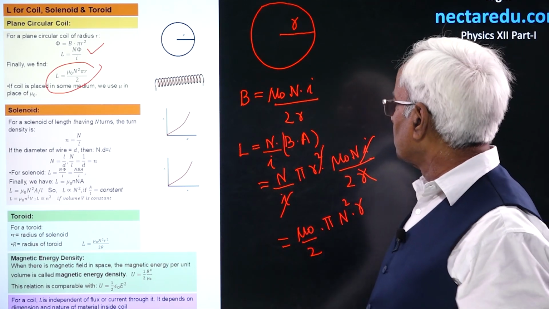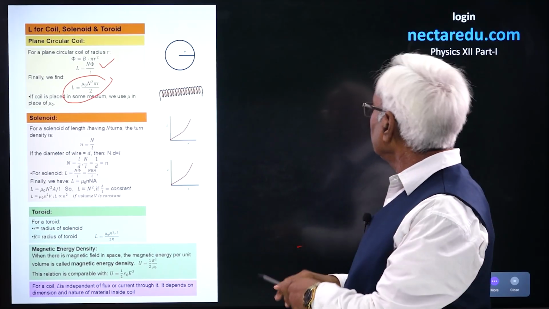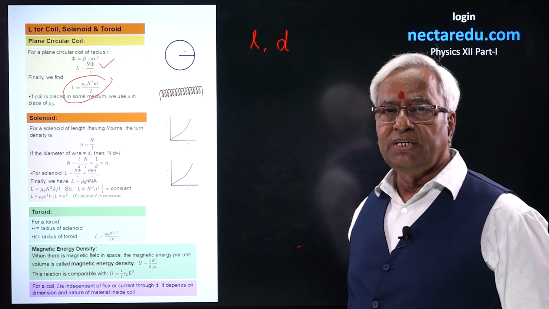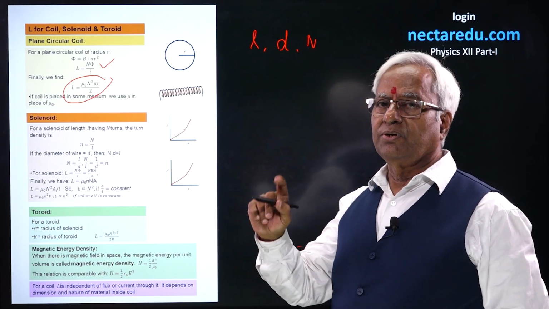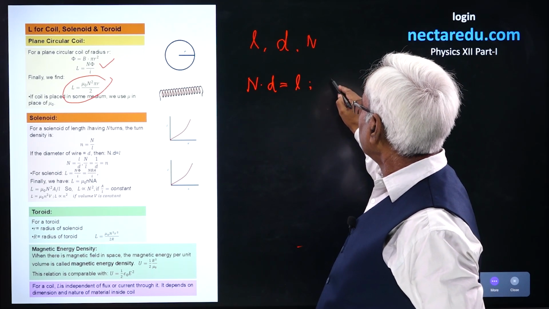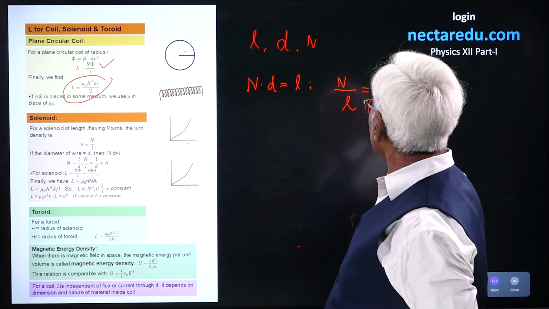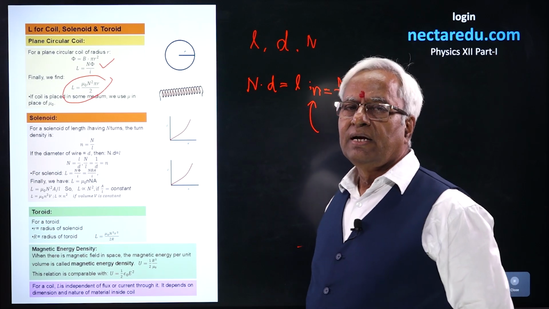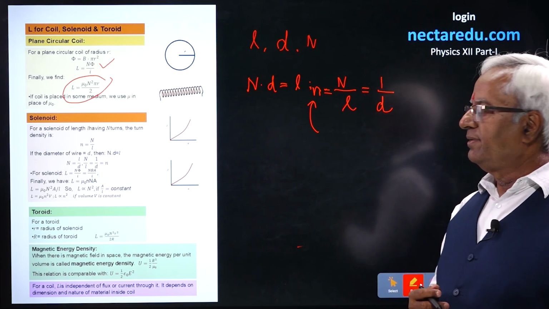Let's consider now a solenoid. For solenoid, suppose the length is L and diameter of wire is D. If there are n turns in the solenoid, then n into D is going to be L. You could say n upon L is 1 upon D, and this will be turn density. N upon L, number of turns per unit length, is known as turn density.